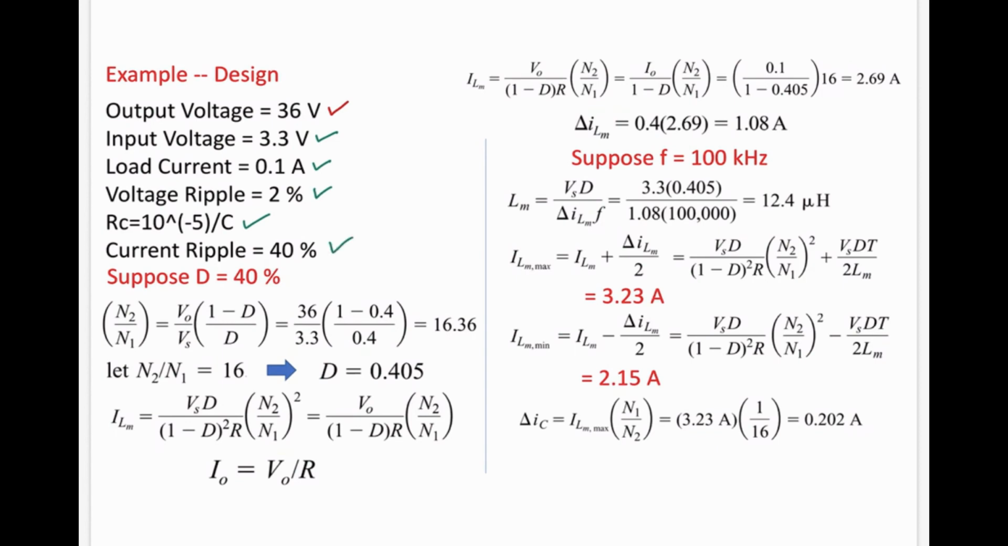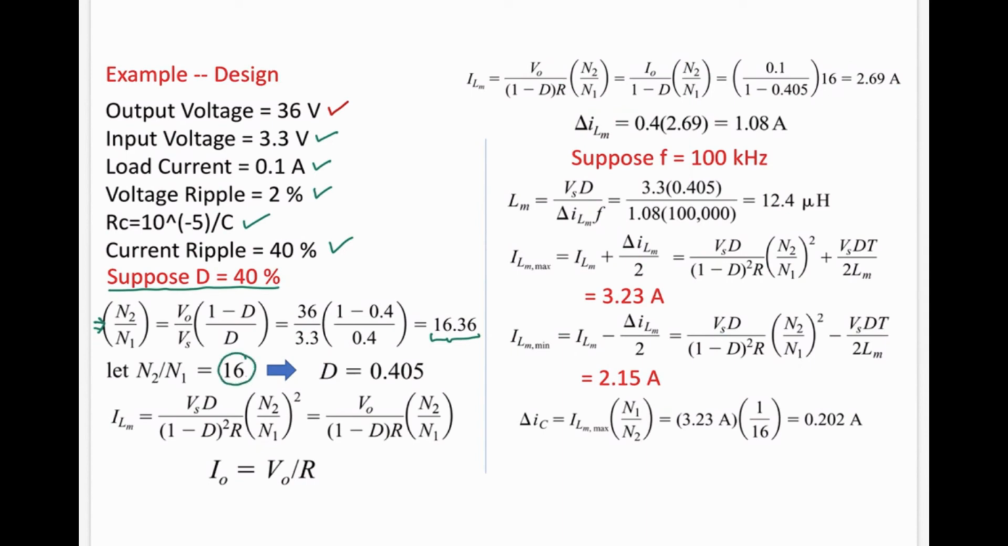So how to design? First of all, we will have to suppose some duty cycle. Let's suppose that is equal to 40%. So for that 40% duty ratio, using the transfer function of the flyback converter, we can find out the required turn ratio. That comes out to be 16.36. But it should be a whole number. So let's suppose that we are going to take it as 16 instead of 16.36.